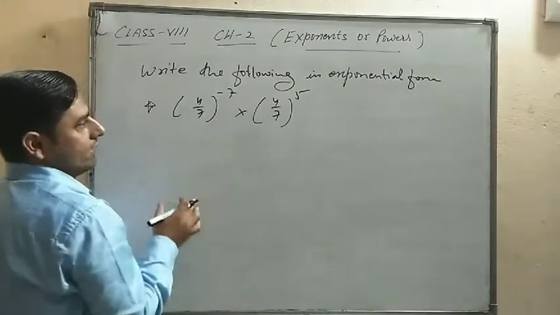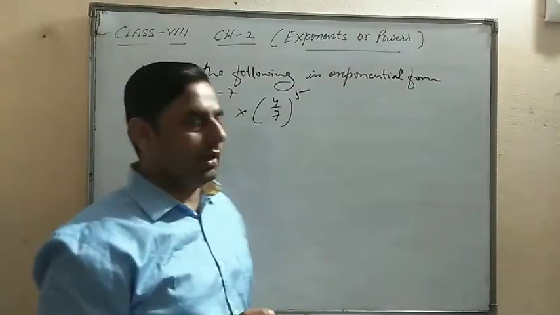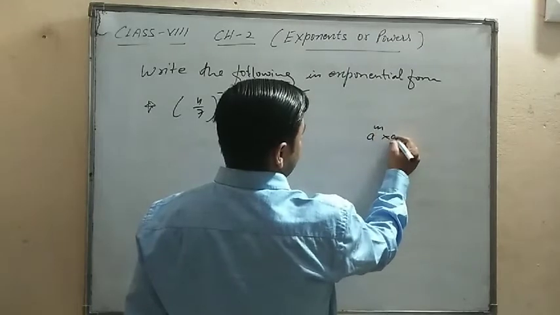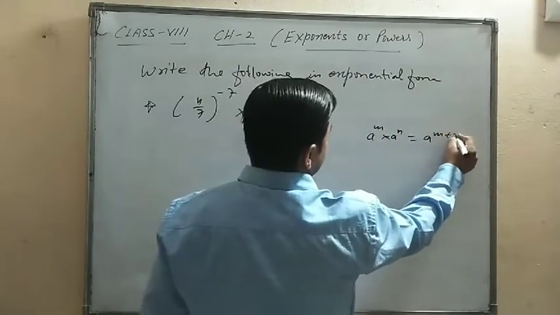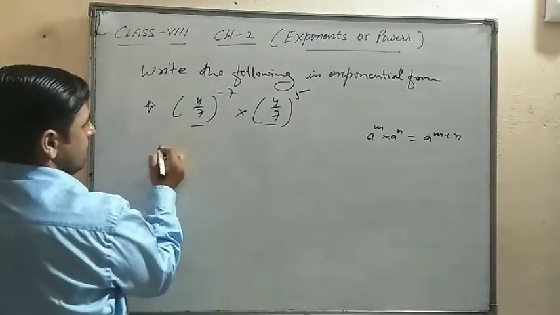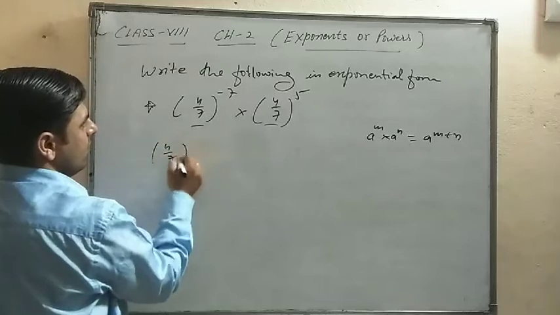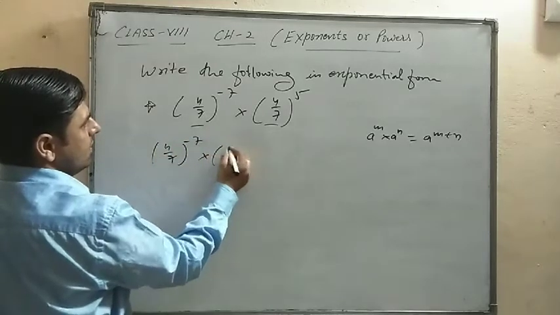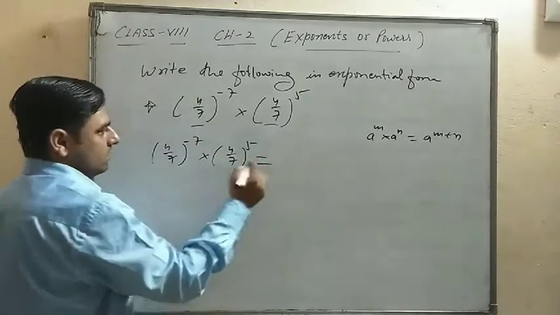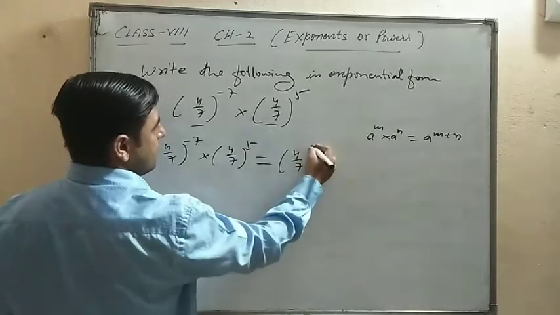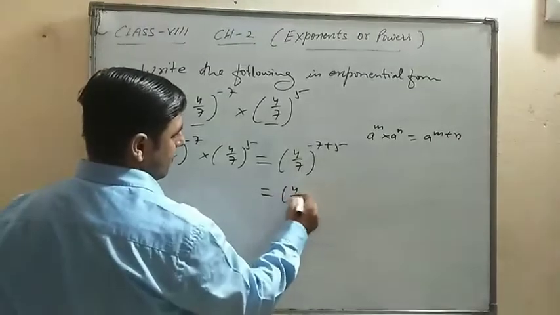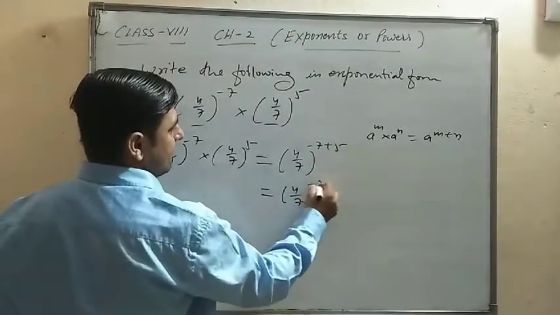I discussed an identity with you: if bases are the same, then powers will be added. So here the bases are the same. Now we will add the powers. So 4 by 7 whole power minus 7 into 4 by 7 whole power 5 is equal to 4 upon 7 raised to power minus 7 plus 5. So the answer is 4 upon 7 raised to power minus 7 plus 5, that means minus 2.